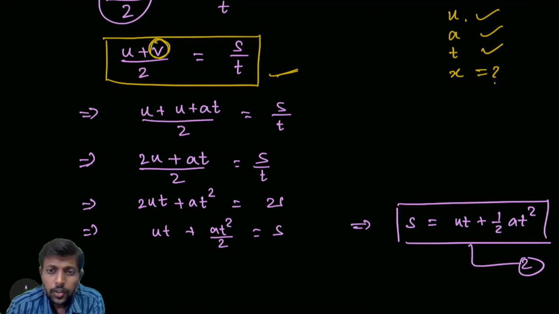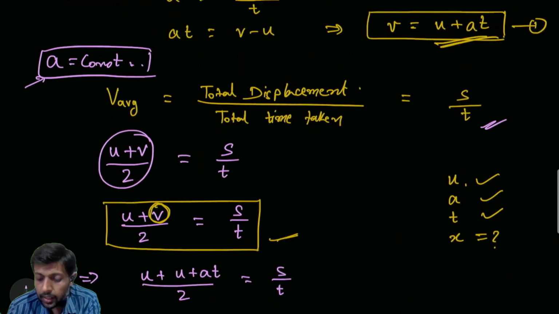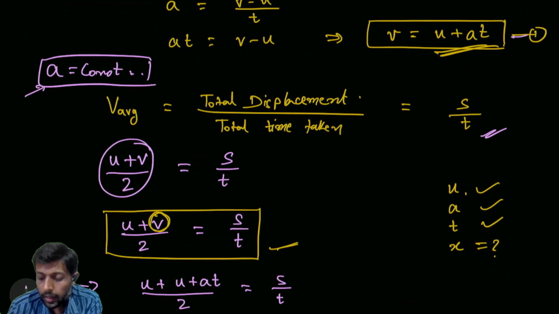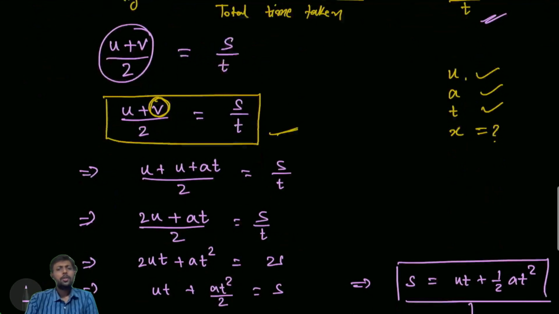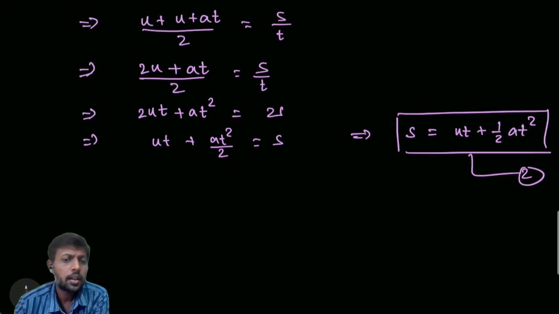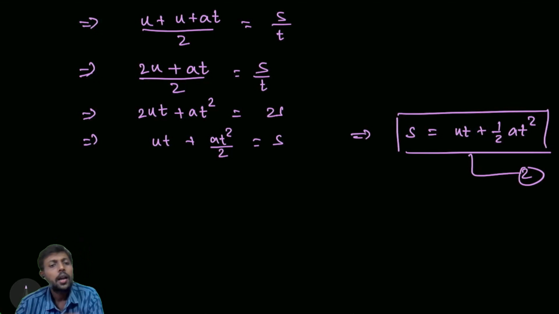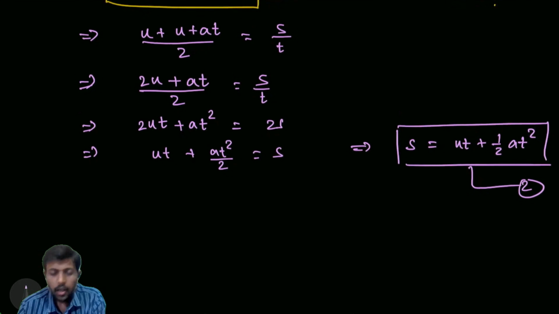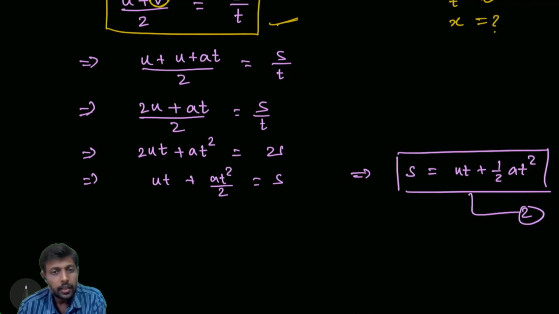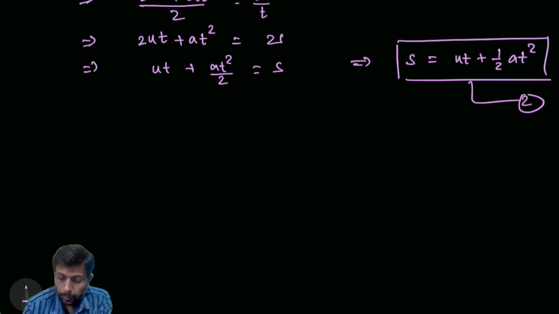How to get the third equation of motion? Very simple. You just eliminate time from equation 1 and equation 2. So you don't really need to remember the third equation of motion, okay? You remember any two equations of motion, that's more than sufficient to find the answer to any given question. It's just that if you remember the third equation, you would be able to arrive at the answer faster. So this is your homework. You can try doing that.